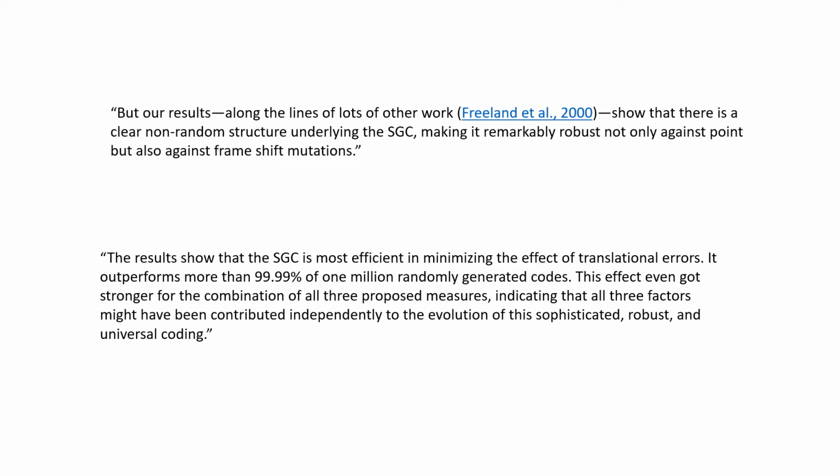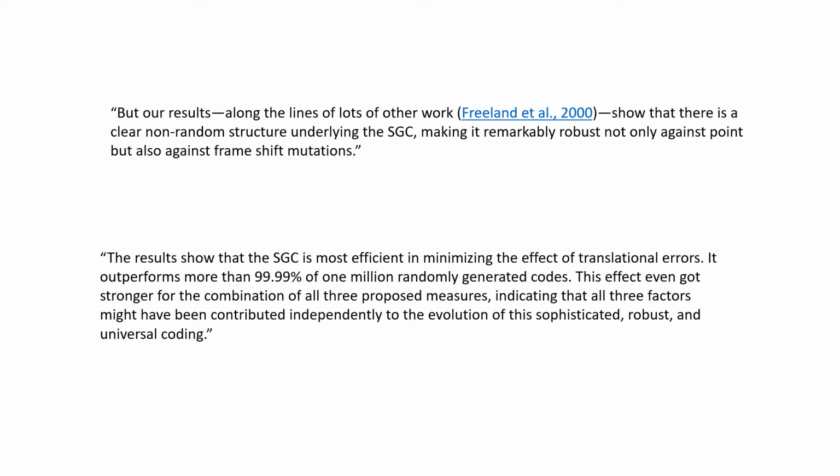And they say the results show that the SGC, they talk a little bit about how efficient it is, and that it outperforms more than 99.99% of 1 million randomly generated codes. Now here's the important part, the last sentence. This effect even got stronger for the combination of all three proposed measures, indicating that all three factors might have been contributed independently to the evolution of this sophisticated, robust, and universal coding.